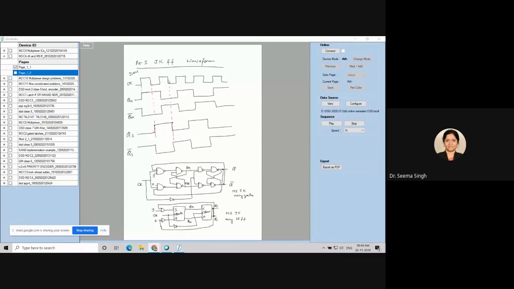And again when the negative edge came, the output changed again. So you can see that only at this negative edge the output is changing. That is why we say it also behaves as a negative edge triggered JK flip flop. The master slave flip flop behaves as a negative edge triggered flip flop also. Okay, I hope it is clear. If it is not clear, please let me know.